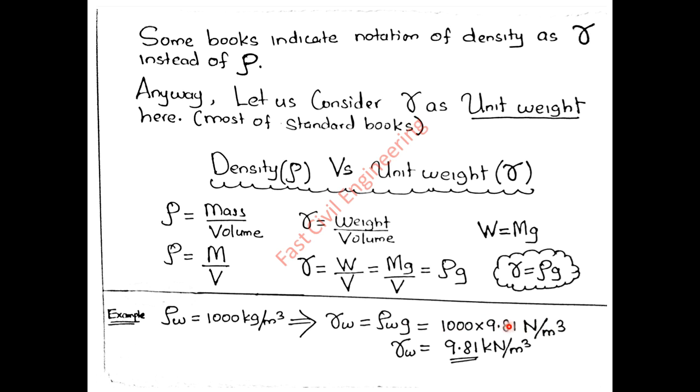1000 into 9.81 is 9810 Newton per meter cube. Then divided by 1000, we get a decent answer. Gamma W, the unit weight of water, is equal to 9.81 kilonewton per meter cube. Density of water is 1000 kilogram per meter cube; unit weight of water has the same meaning. Gamma W is equal to 9.81 kilonewton per meter cube on Earth.